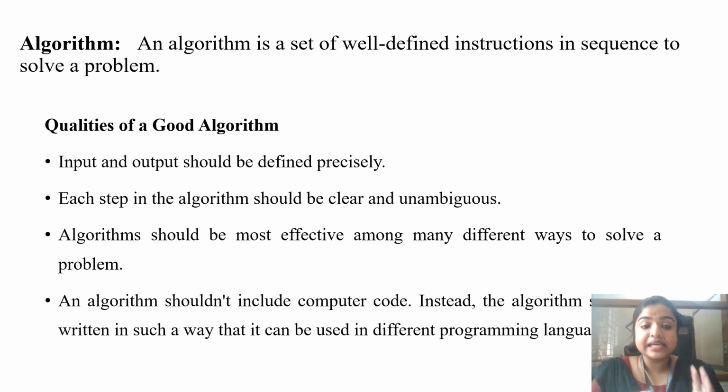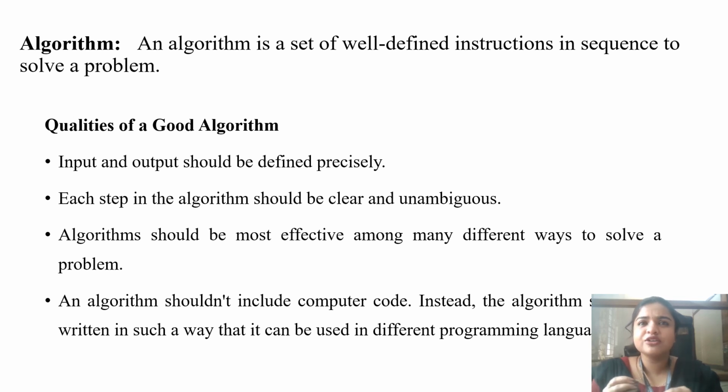The first one is that the input and output should be defined precisely. Then, each step in the algorithm should be clear and unambiguous. The algorithm should be the most effective among many different ways to solve a problem. The last one is that an algorithm should not include computer code. Instead, it should be written in such a way that it can be used in different programming languages.